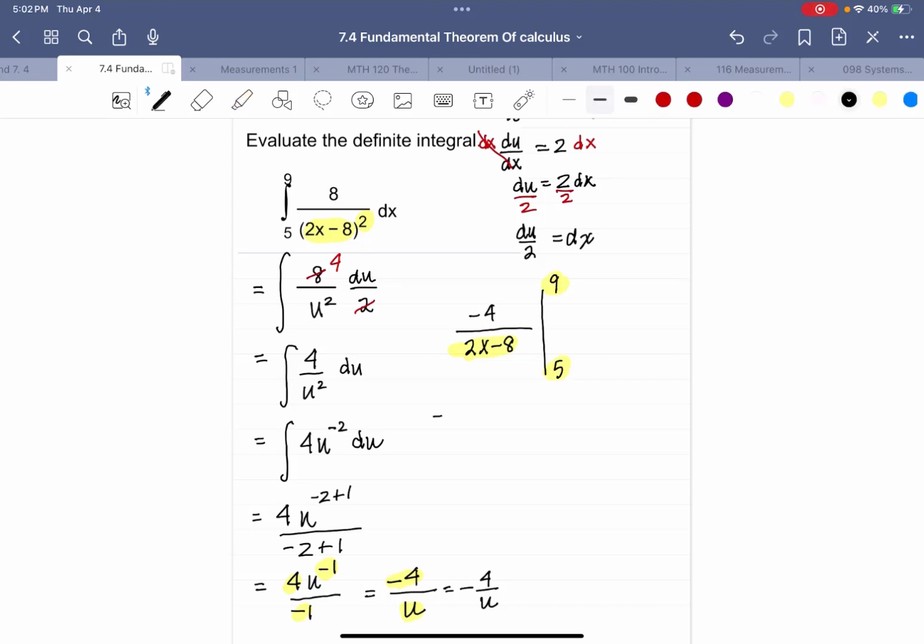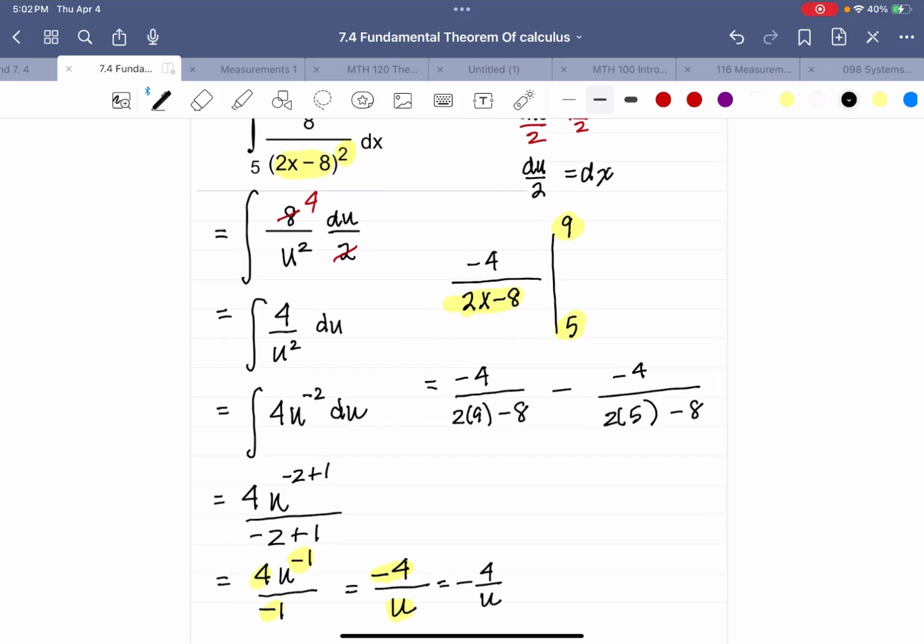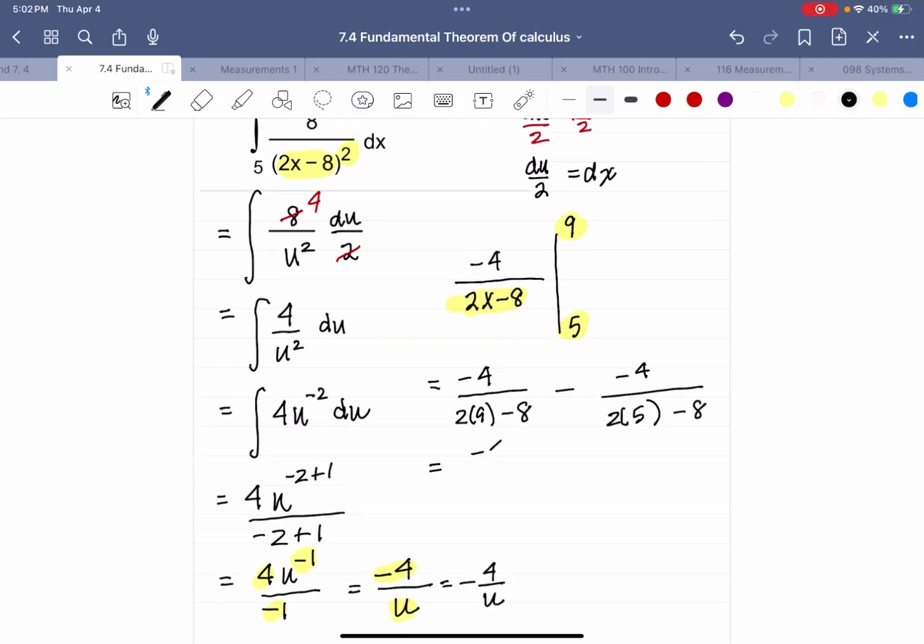So the first one we do is the 9. So it's negative 4 over 2 times 9 minus 8 minus negative 4 over 2 times 5 minus 8. That is negative 4 over 18 minus 8, which is 10, plus 4, because look, I've got a negative and a negative that make my positive. And this is 10 minus 8, which is 2.